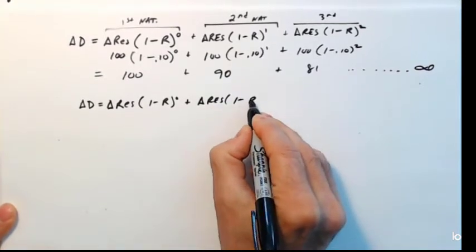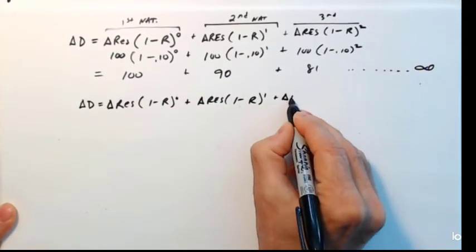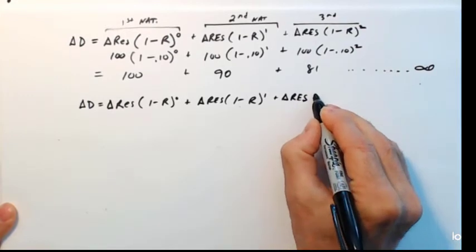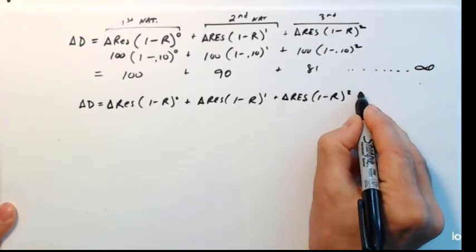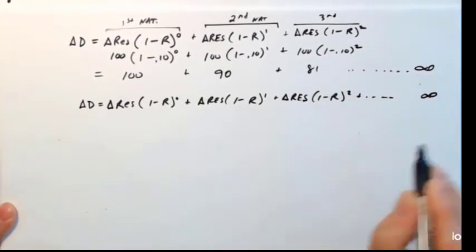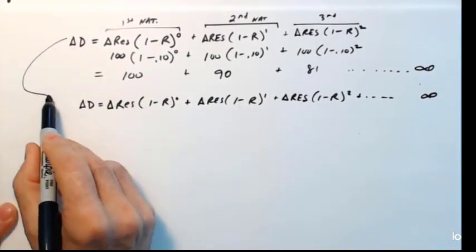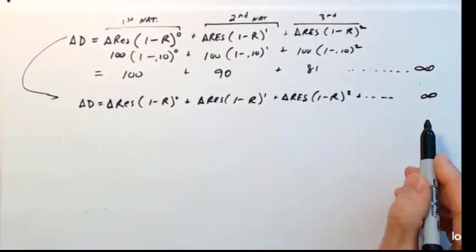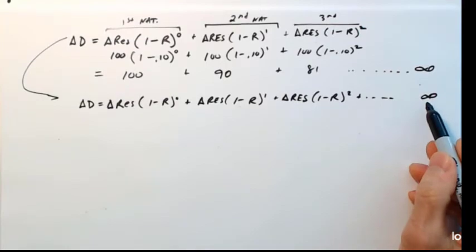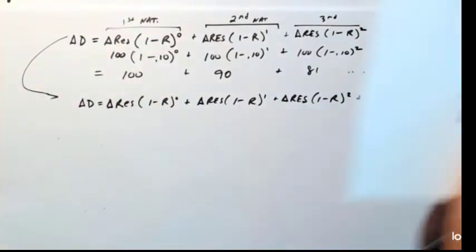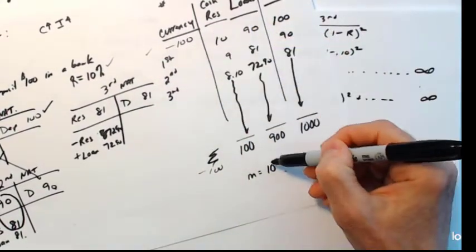I'm just rewriting what I just did so it's clean. Okay, so I just rewrote that equation there. Now, like I said, the problem is, how do you get rid of this infinity sign to know that this adds up to 10 times?